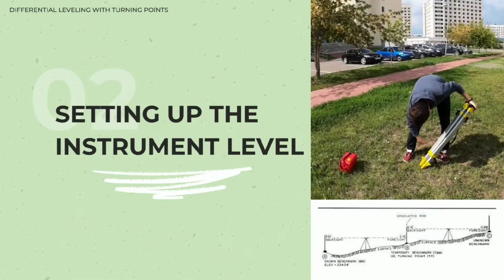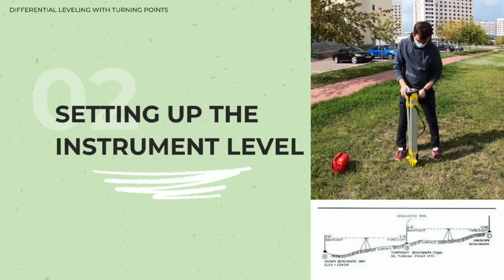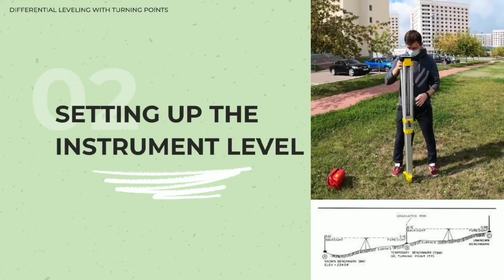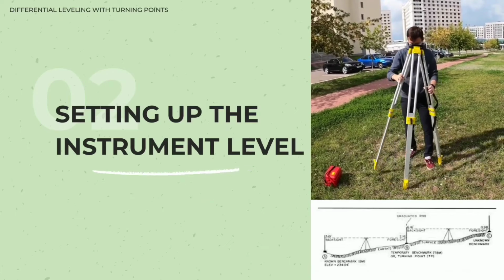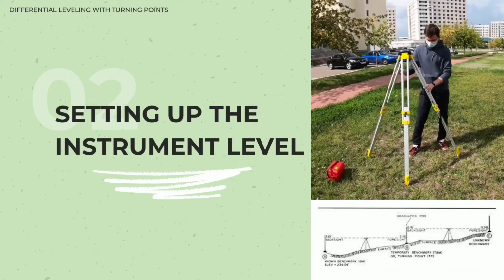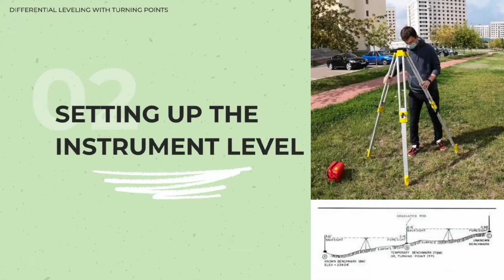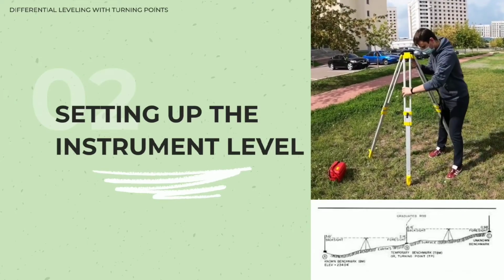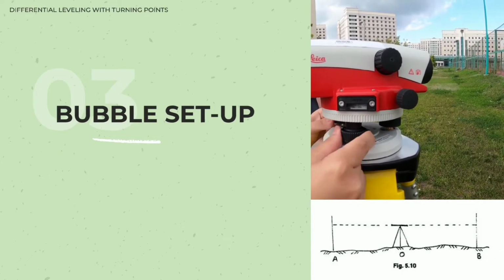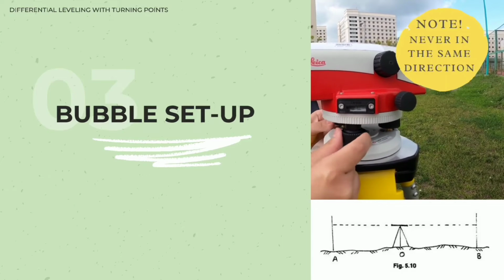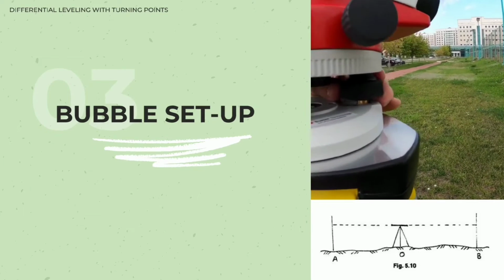Step 2. Set up the instrument level on suitable points, preferably about the midpoint of the 2 designated stations, A and B, by driving the tripod firmly on the ground. Adjust the height of the instrument to the convenient level of the instrument man through the tripod leg locks. Step 3. Check the bubble in the vial of the level if it is in the center. If not, adjust the screws by rotating clockwise or counterclockwise.